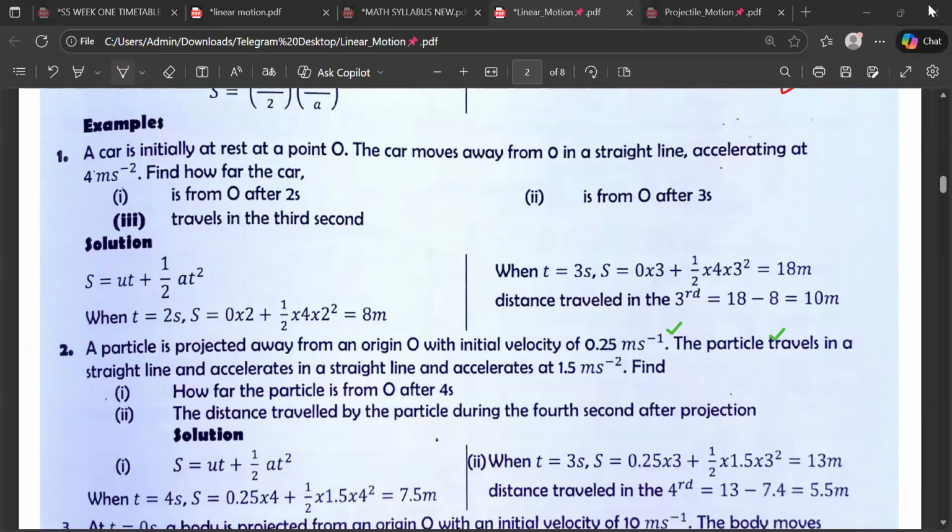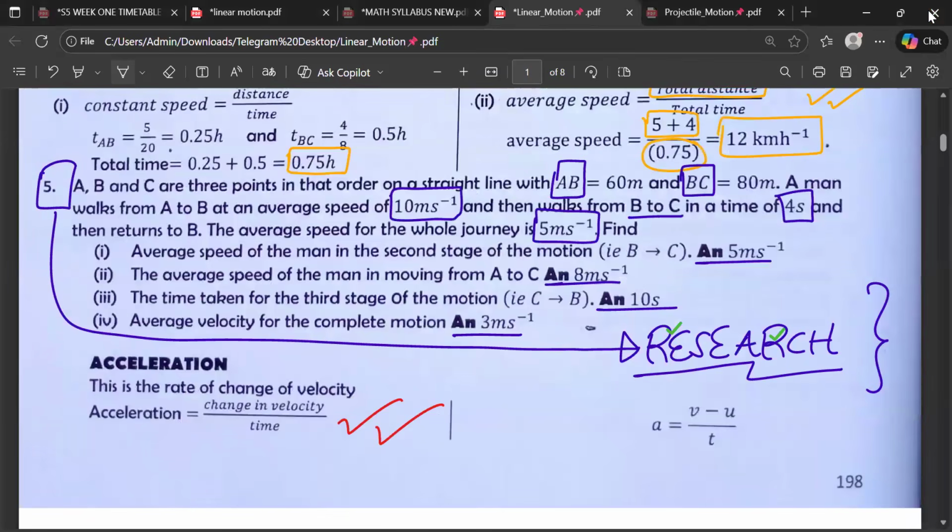Let's first hear from Flash. Yes, Flash, what do you want to say before I can proceed? Master, I want to screenshot the question 5. Oh, question 5. Yes. After I post it in the group so that people can have a look. Okay. Okay, thank you.